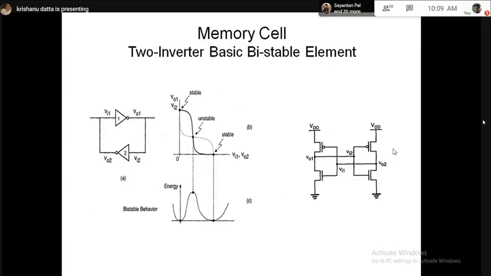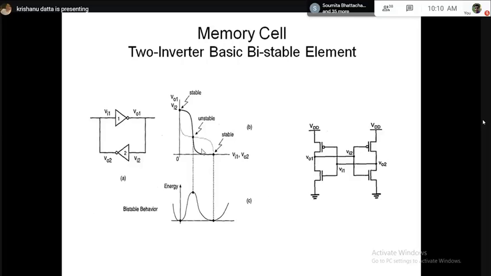And if you see the right hand side picture, whatever is shown in the left hand side, the right hand side picture is exactly the same. The only thing is that instead of using the inverter symbol, we are using the transistor level picture of the same two inverter back-to-back connection. Okay, so this is the example of a two inverter basic bistable element. This is the basic memory cell which is present in any type of sequential cell, whether latch or flop.